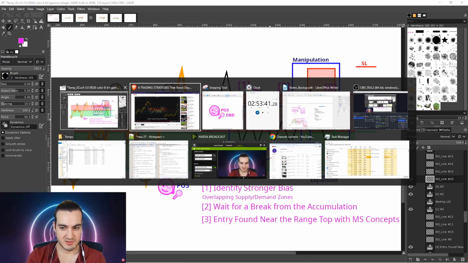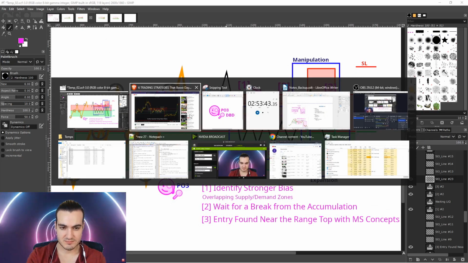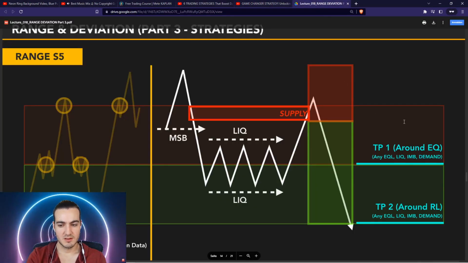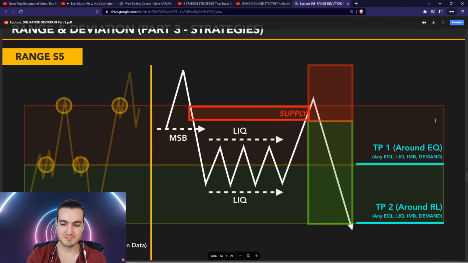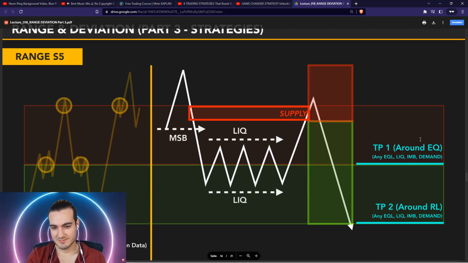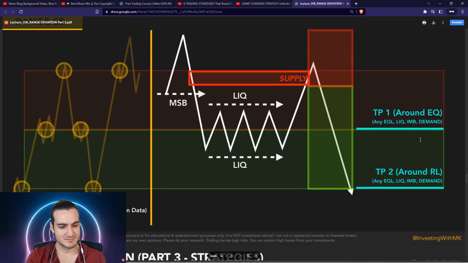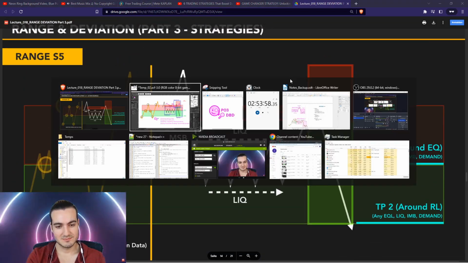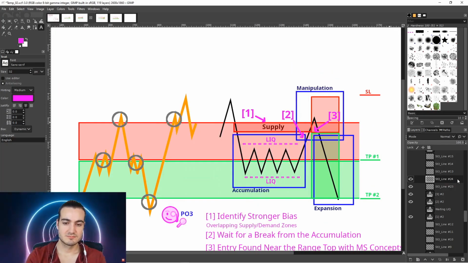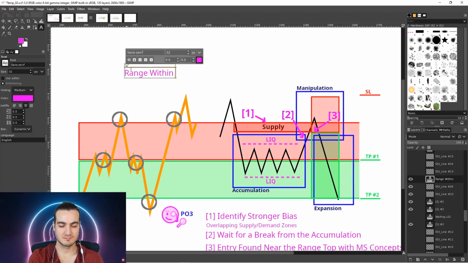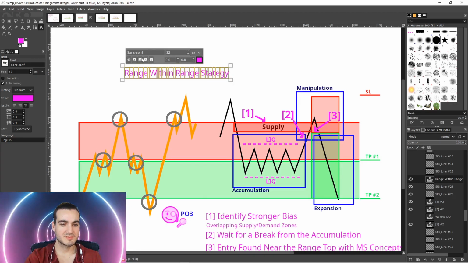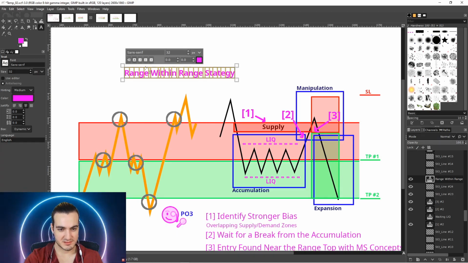If we look at the original, you can see that not too much to work with. So I'll call this the range within range strategy.